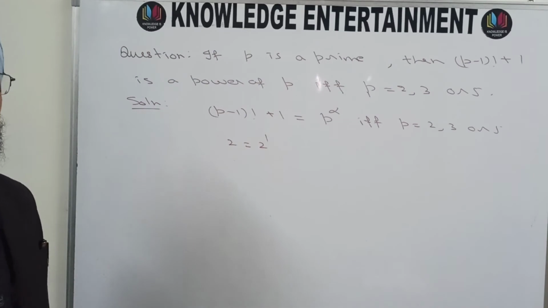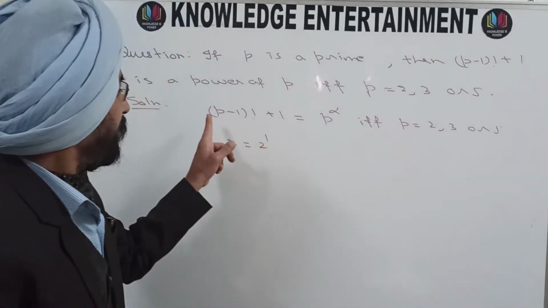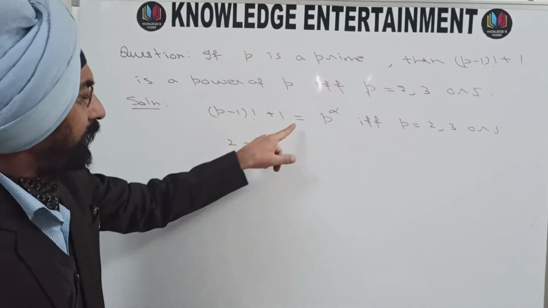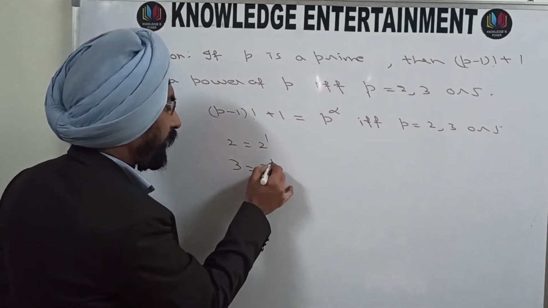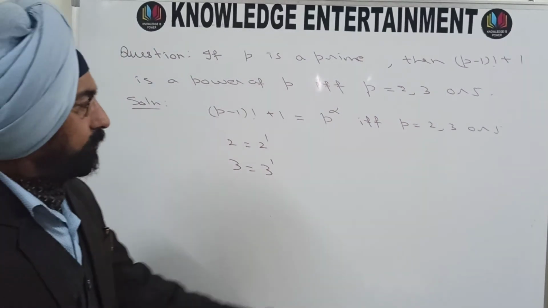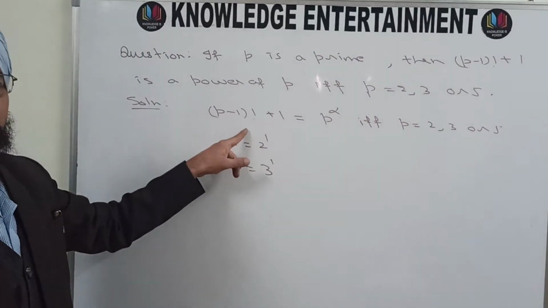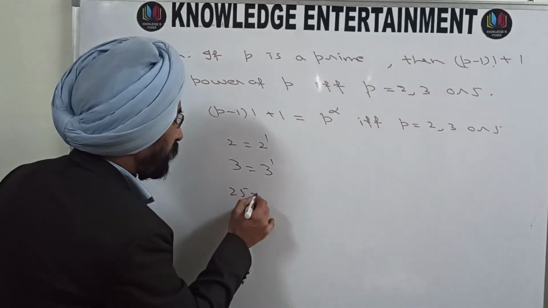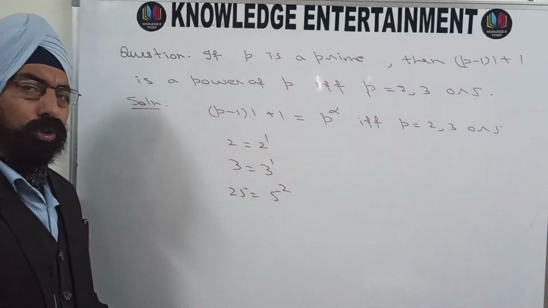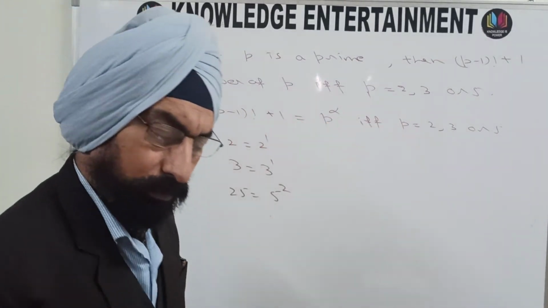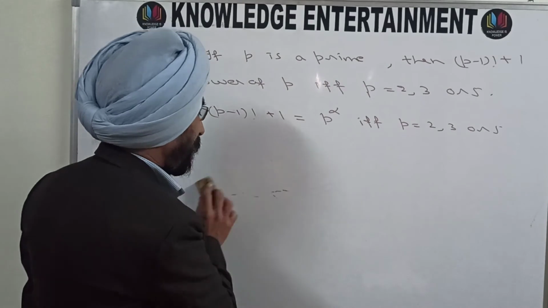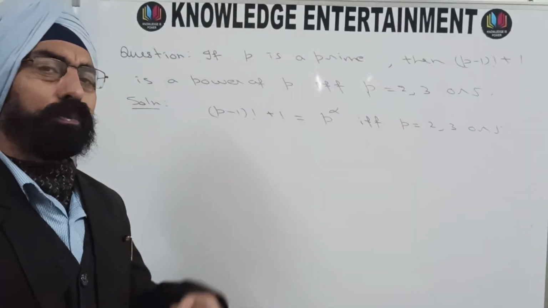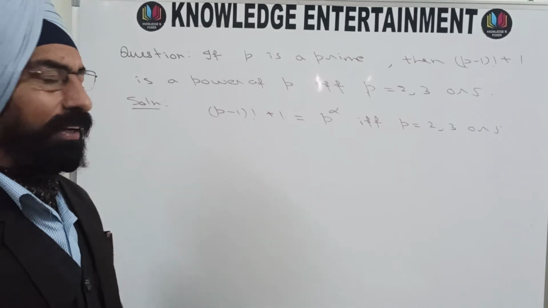The result is true. If you take P is equal to 3, so 3 minus 1 is 2, 2 factorial. And 2 factorial is 2, so 2 plus 1 is 3. So 3 is 3 to the power 1. No problem. If P is 5, then 5 minus 1 is 4. 4 factorial is 24. And plus 1, it is 25, which is 5 raised to the power 2. So this result is true if P is 2, 3 or 5. But now we are to show that this is not possible if your prime number P is greater than 5.